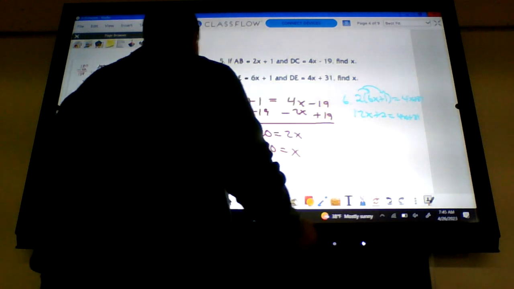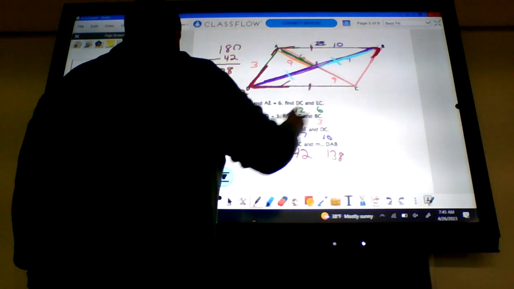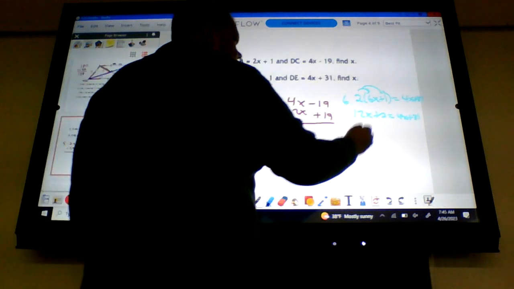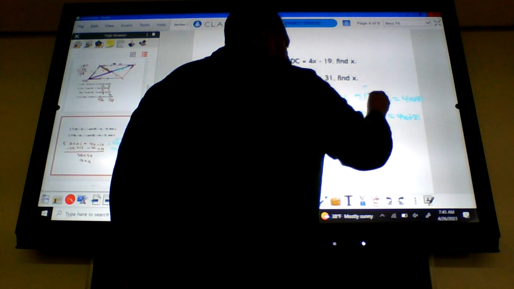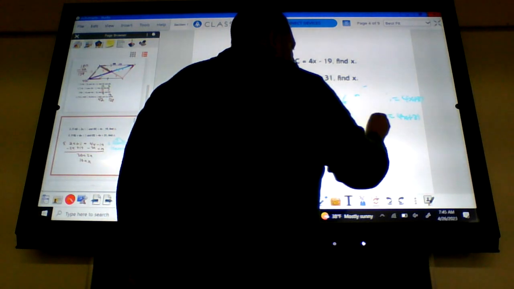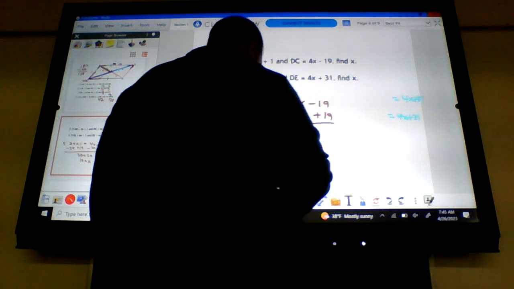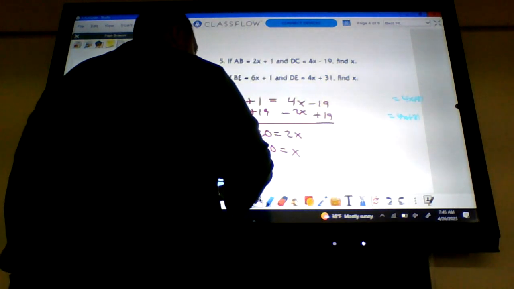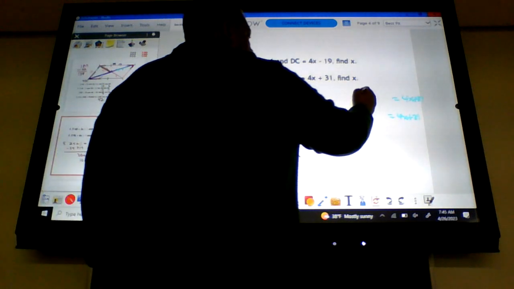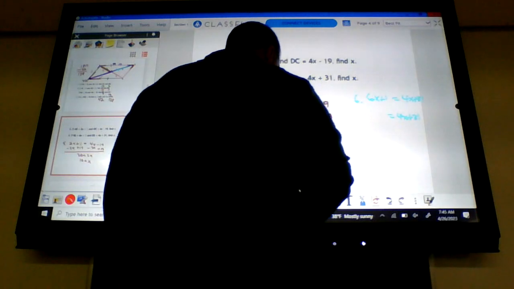I'm sorry, BE and DE. It's two are the same. Got that backwards. All right, so I don't need the 2 in front. Okay, so all we've got to do here for number 6 is instead just let 6x plus 1 equal 4x plus 31.